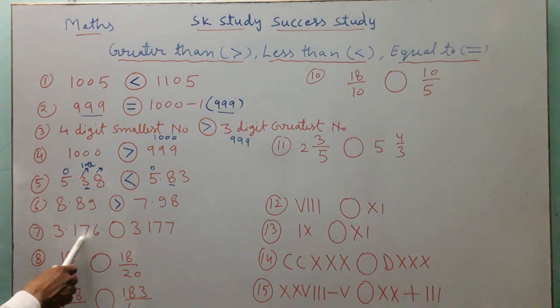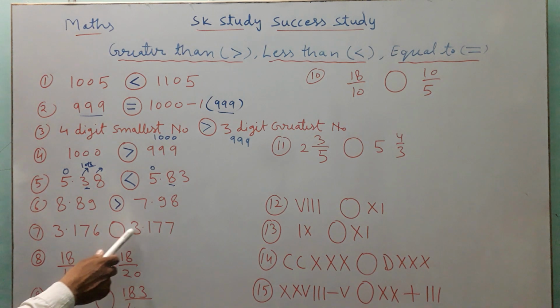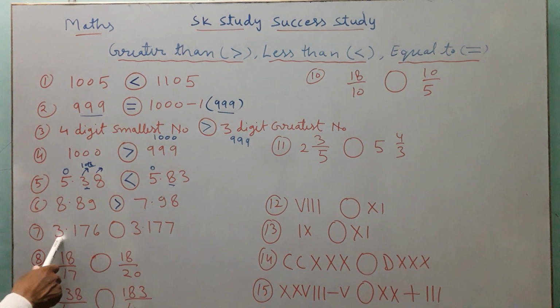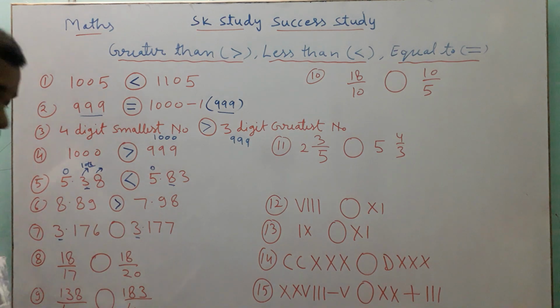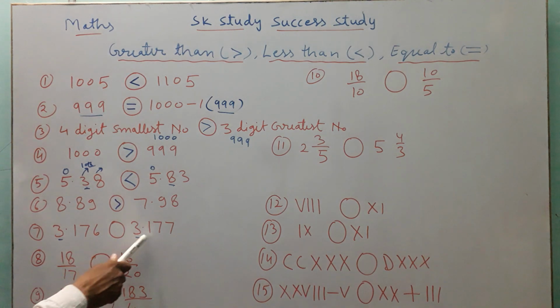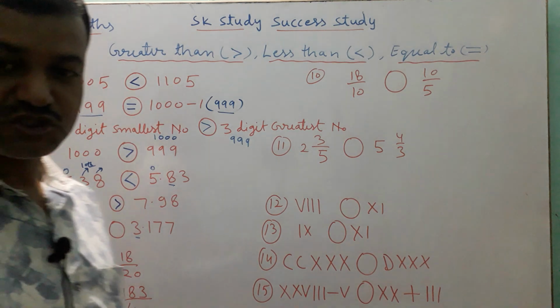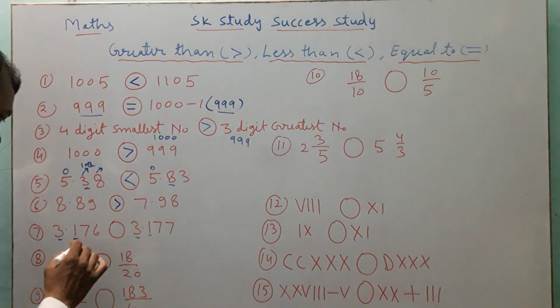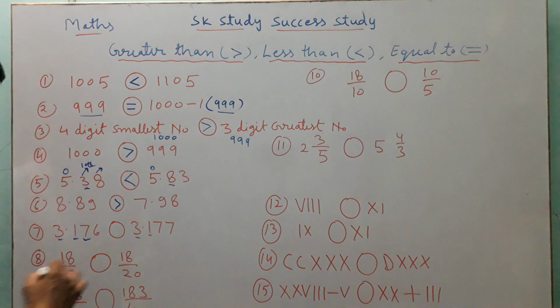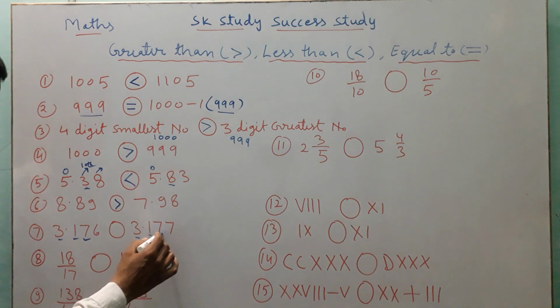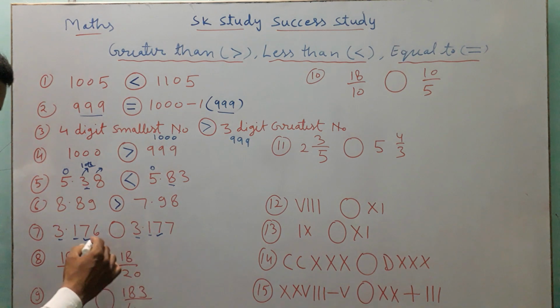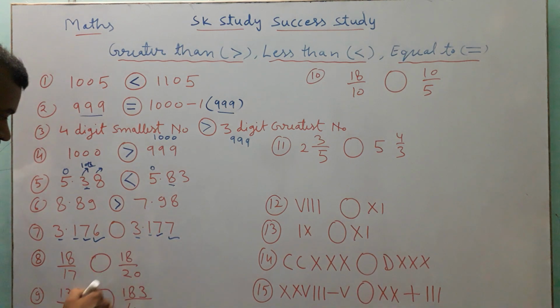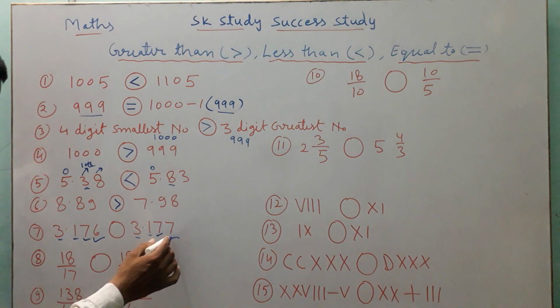Next, 3.176 and 3.177. First we see before the decimal, 3 and 3. Whole number is equal. So we check the next number, tenth place, 1 and 1. Tenth place is also equal. So we check the next number, hundredth place, also equal. Thousandth place is 6 and 7. 7 is greater, so this number is greater.